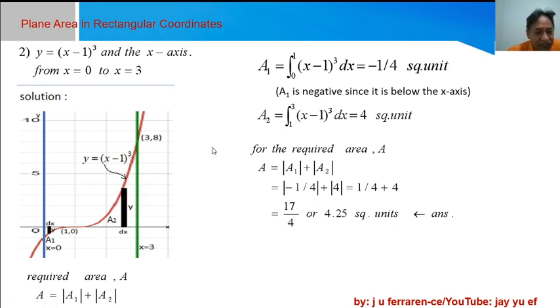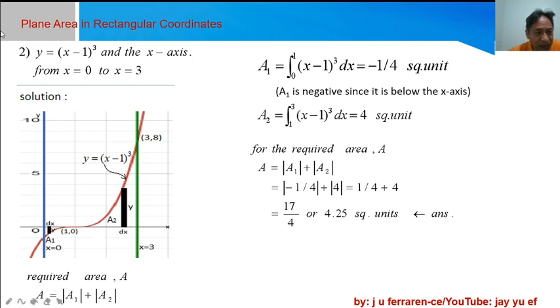So, this example also shows us that we cannot integrate directly over the given interval as our limits of integration. For example, using the limits 0 to 3 will arrive with a wrong answer. Because instead of having 4 added to 1/4, it would be 4 subtracted by 1/4. In that case, you will arrive with an answer which is wrong.